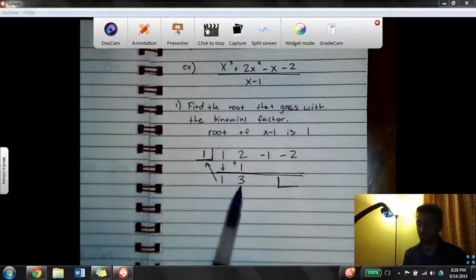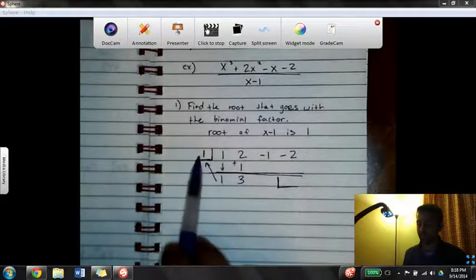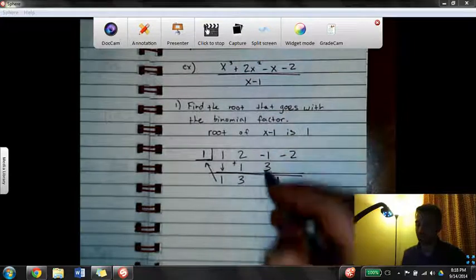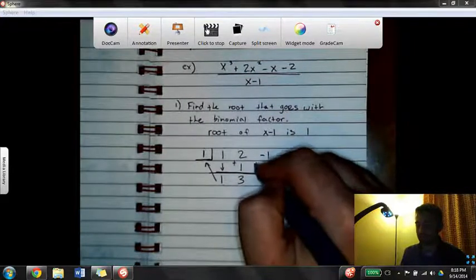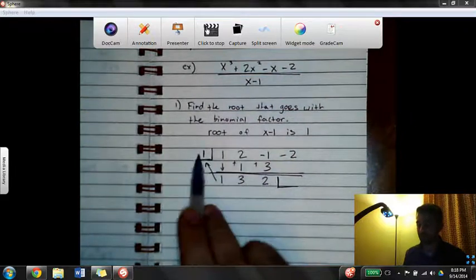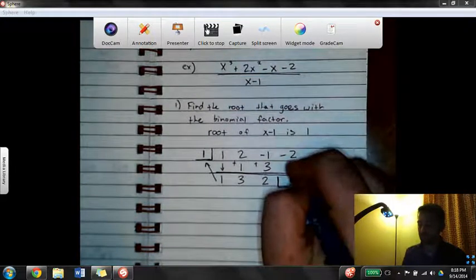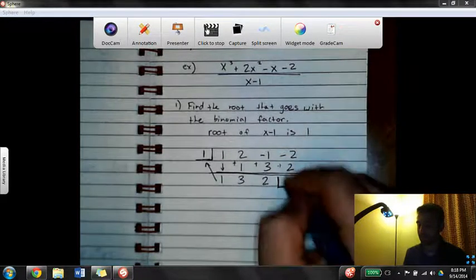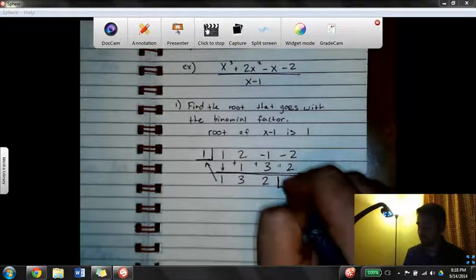The same process for this 3. 3 times 1 gives me 3, which I place in the next spot, and then when I add down, I get a positive 2. 2 times 1 gives me 2, and when I add down, negative 2 plus a positive 2 gives me 0.